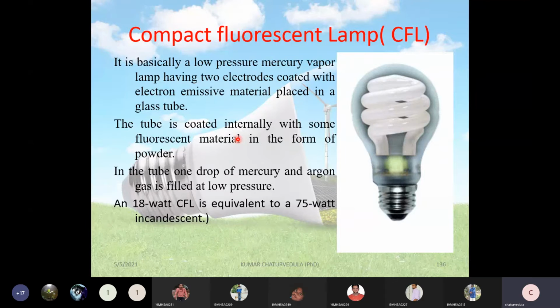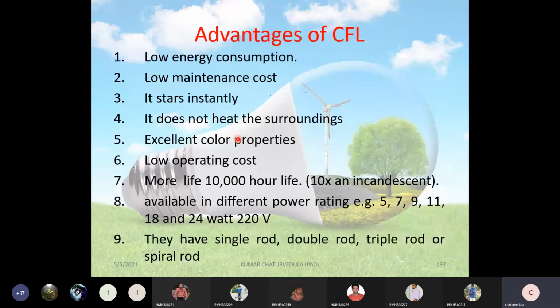So an 18 watt CFL is equivalent to a 75 watt incandescent bulb. That is the major advantage. With the 18 watt bulb, you can have an equivalence of a 75 watt bulb, which means the input power consumption is going to be very less. With the less input, more lumens are going to come out. So that is why lumen per watt is quite efficient when compared with the incandescent bulb.